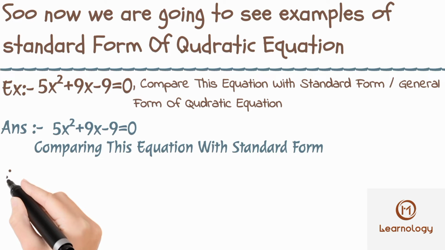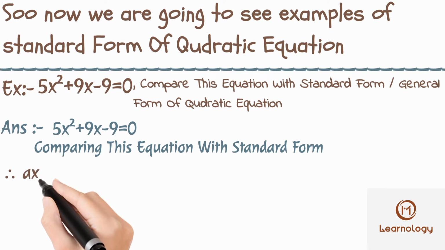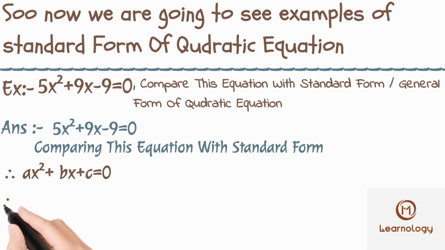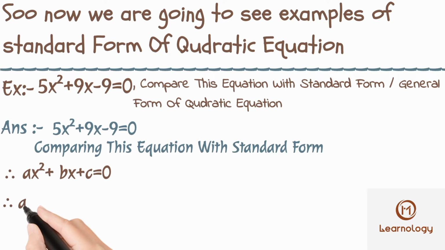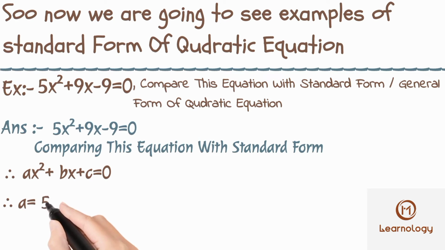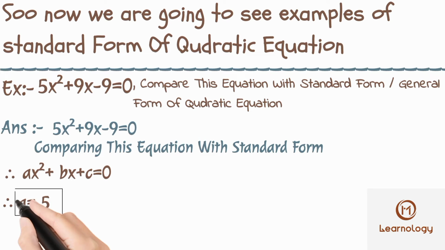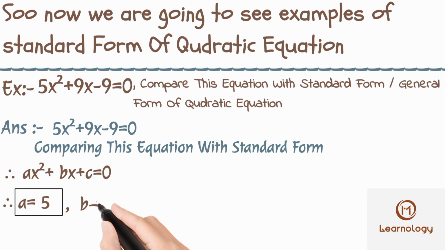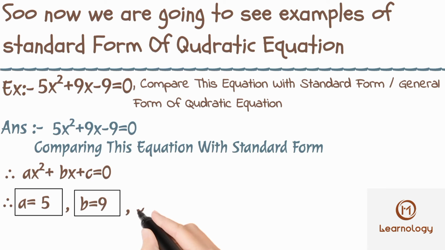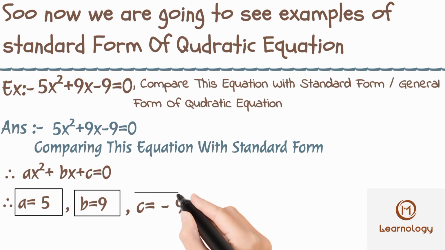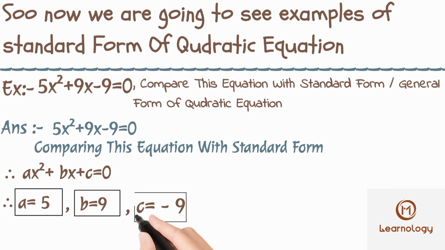When we compare this equation with the standard form of a quadratic equation, ax square plus bx plus c is equal to 0, we will get the values of a, b and c. So a is equal to 5, b is equal to 9, and c is equal to minus 9. These are the values for the standard form of the quadratic equation.